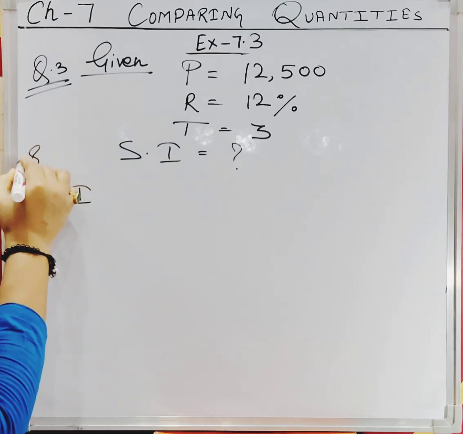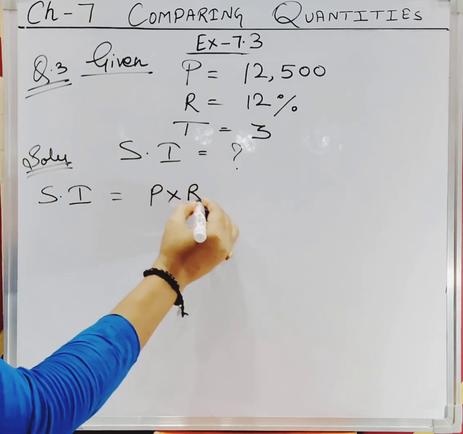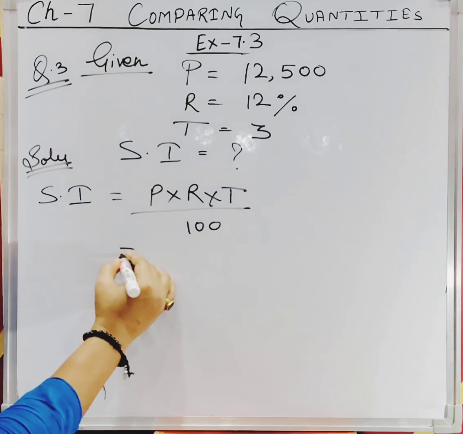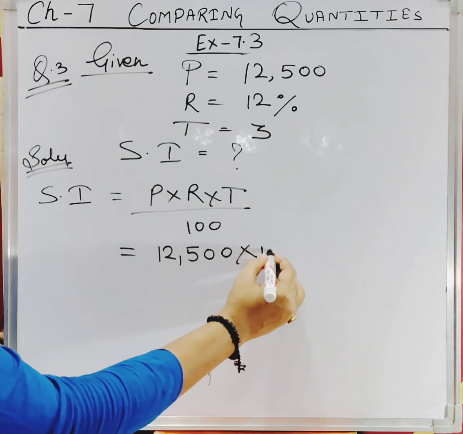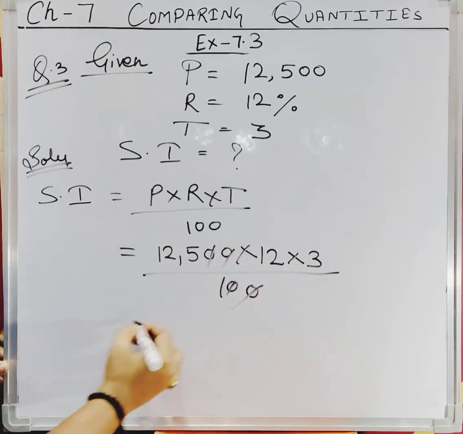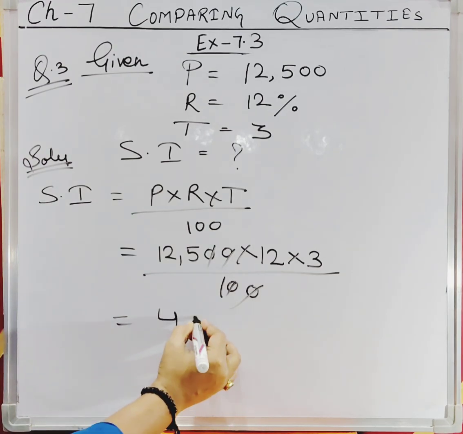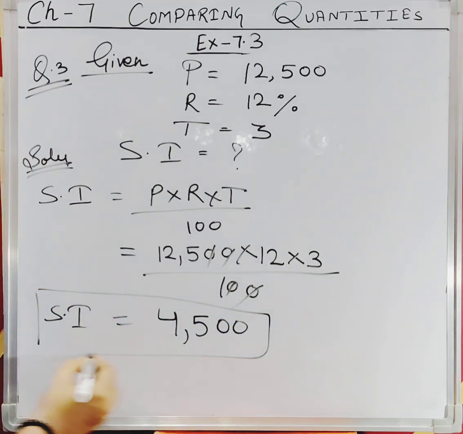For that, simple interest is P multiply R multiply T upon 100. So PRT. That is 12,500 multiply 12 multiply 3 upon 100. Here you just need to multiply. After multiplication you will be getting 4,500. This is SI for Fabina.